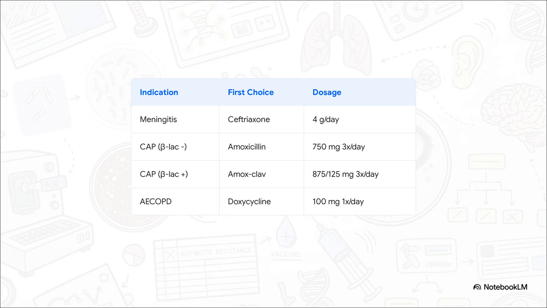So let's take a look at the Dutch guidelines for adults coming from SWAB, which is their working party on antibiotic policy. Now, you can see the specific recommendations here for things like meningitis, CAP, and COPD, but what really jumps out at you is the heavy emphasis on antimicrobial stewardship. I mean, look at meningitis. They recommend de-escalating from ceftriaxone down to amoxicillin if the bug turns out to be susceptible. That's a really proactive approach.